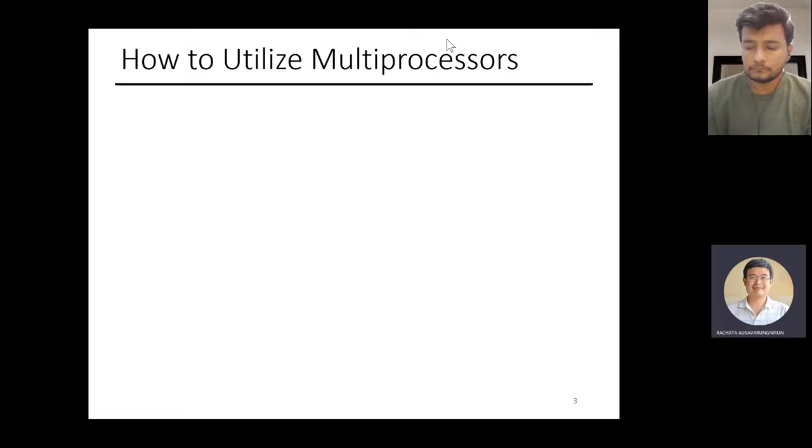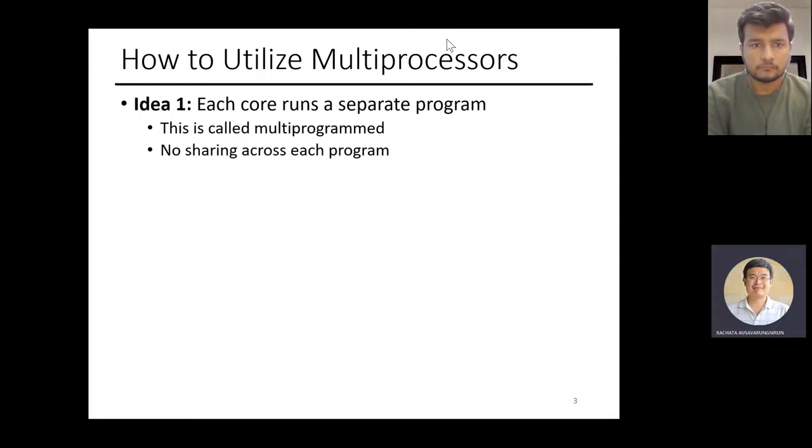Because each processor is now weaker in some sense, right? Because you need to dedicate an area for each processor. You might have smaller instruction windows compared to a large core. You might have lower clock frequency compared to the large core, et cetera. So one idea is that most of the time you don't run a single program. When you run multiple separate programs, or in this case, a multi-program workload, there's no sharing across each program, so you can freely run them on each processor.